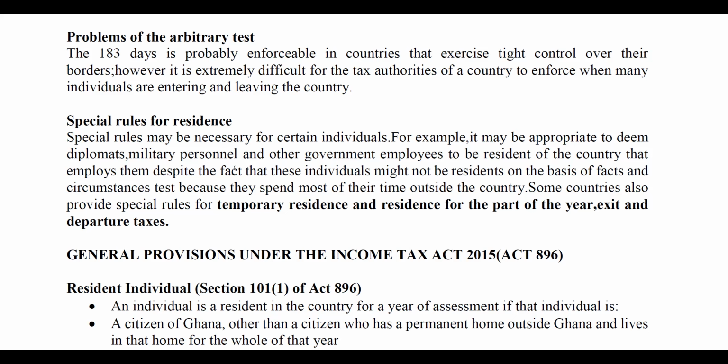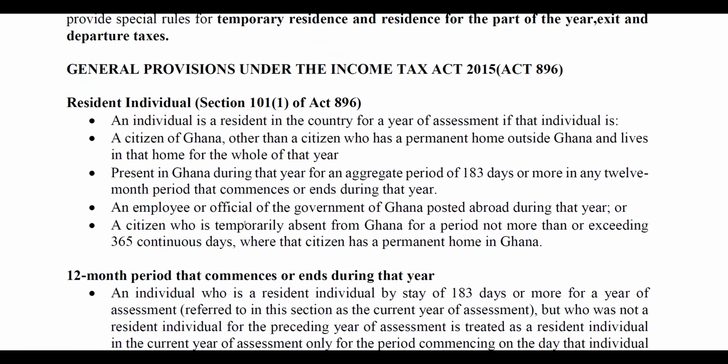Now, the thing is that even in Ghana, we capture some of these special rules. When you read section 101, subsection 1, C, are you getting it? It talks about the officials of government posted abroad during the year. So if you are an official of the government of Ghana and you are posted abroad during the year, it's a special rule of residence. You are not a non-resident. So these are the various ways of determining residence.